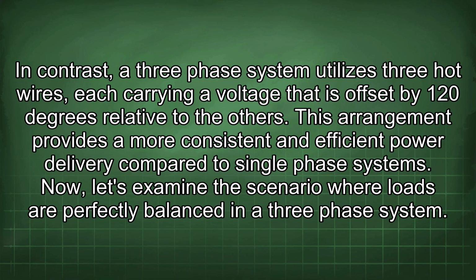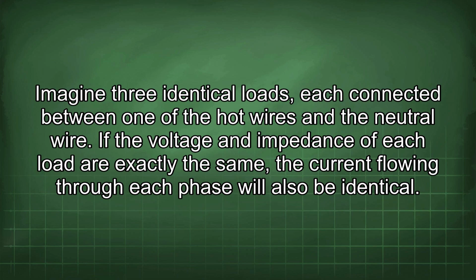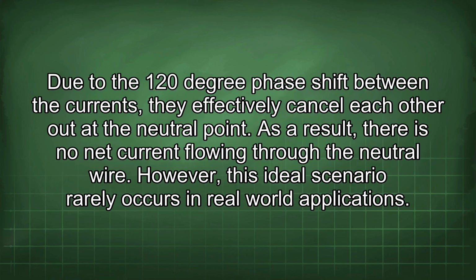Now, let's examine the scenario where loads are perfectly balanced in a three-phase system. Imagine three identical loads, each connected between one of the hot wires and the neutral wire. If the voltage and impedance of each load are exactly the same, the current flowing through each phase will also be identical. Due to the 120-degree phase shift between the currents, they effectively cancel each other out at the neutral point. As a result, there is no net current flowing through the neutral wire.